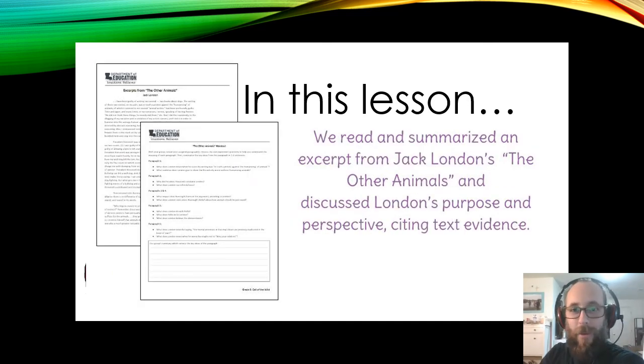Okay, I know that was a lot of work getting through that paragraph, but you did. It was an ace-ice-ick paragraph. You cited two pieces of evidence. You explained that evidence. You used some transition words. You used your correct punctuation and spelling. And in this lesson, we read and summarized an excerpt from Jack London's The Other Animals and discussed London's purpose and perspective, citing textual evidence. Well done. Move on to the next lesson.